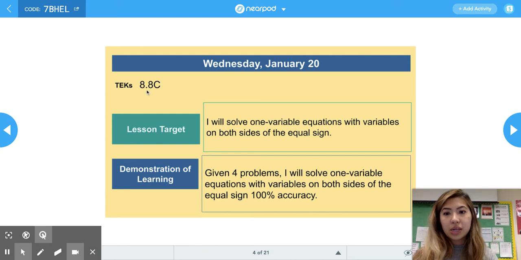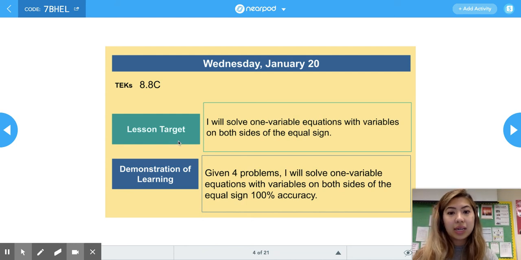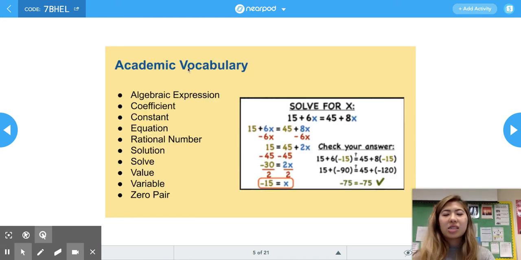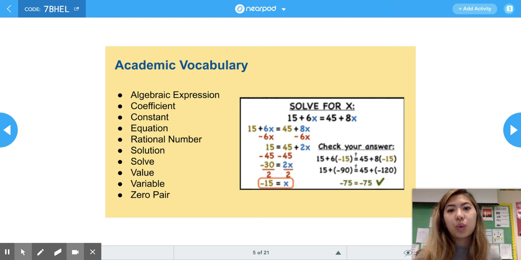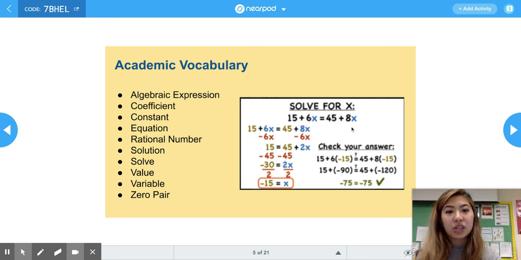So our TEK for today is 8.8c, and our lesson target is I will solve 1 variable equations with variables on both sides of the equal sign. My DOL is given 4 problems. I will solve 1 variable equations with variables on both sides of the equal sign with 100% accuracy. Some academic vocabulary for us to go over before we get into the meat of today's lesson is algebraic expressions.